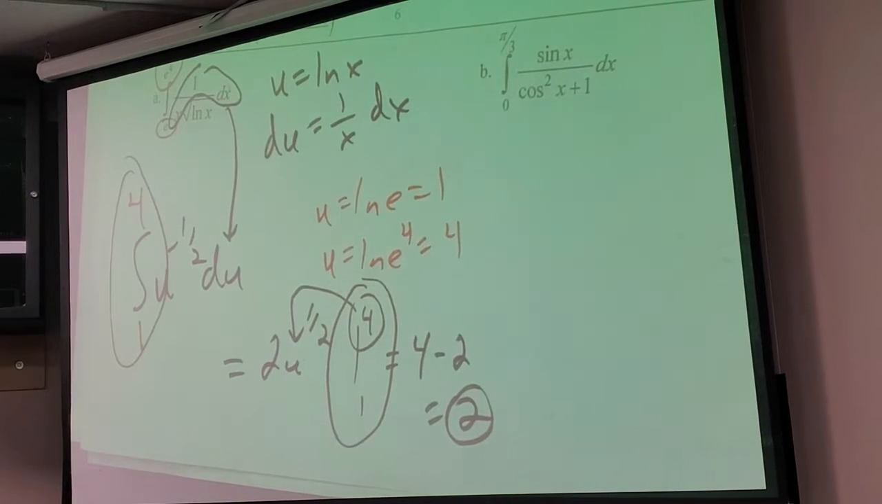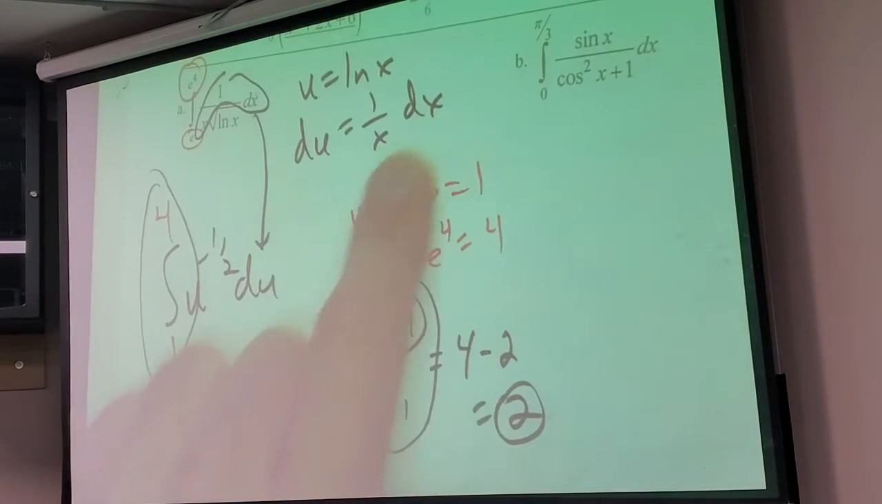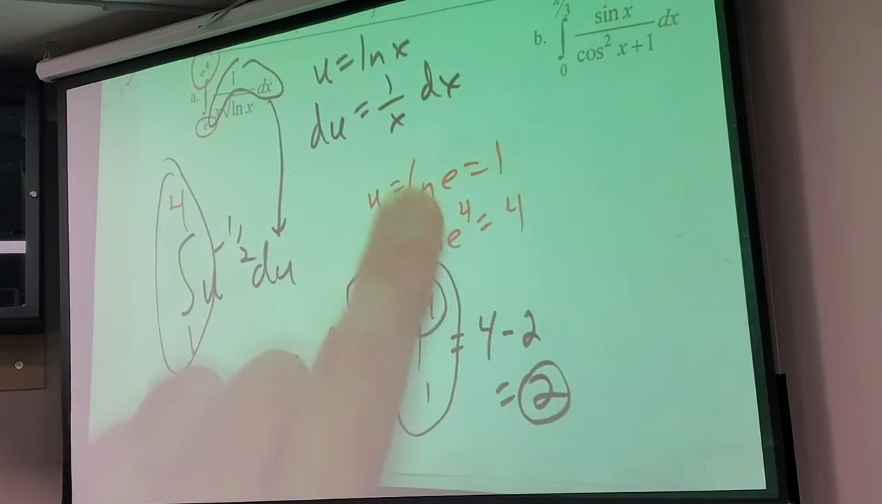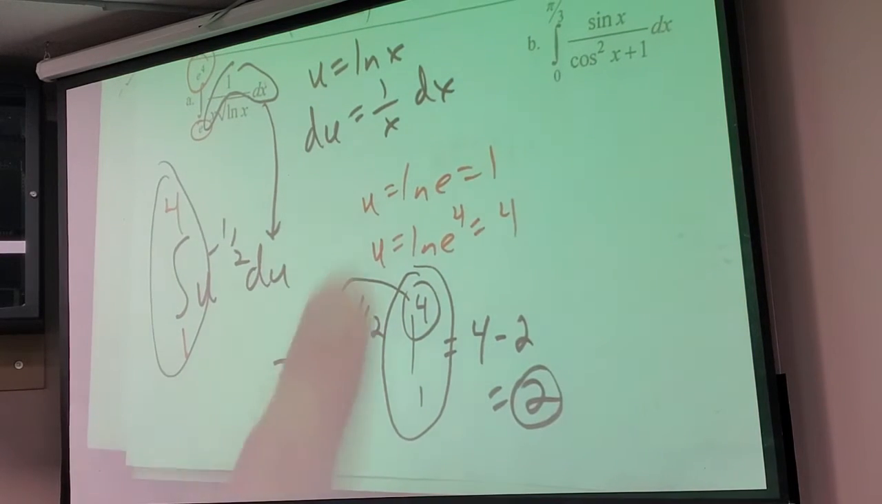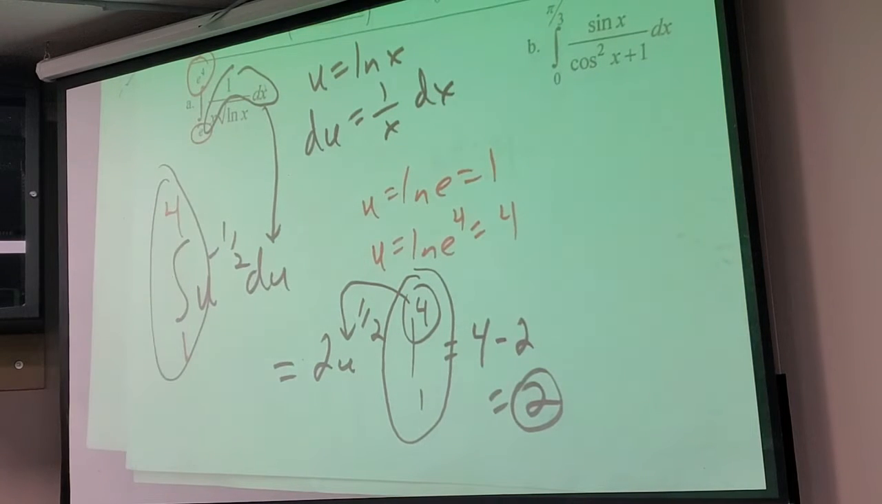So you just plugged in e to the 4th power and e for x. Oh, up here. Yeah. When x is e, u is 1. So replace that with 1. When x is e to the 4th, u is 4. So replace that with 4. Okay. It's the same idea.